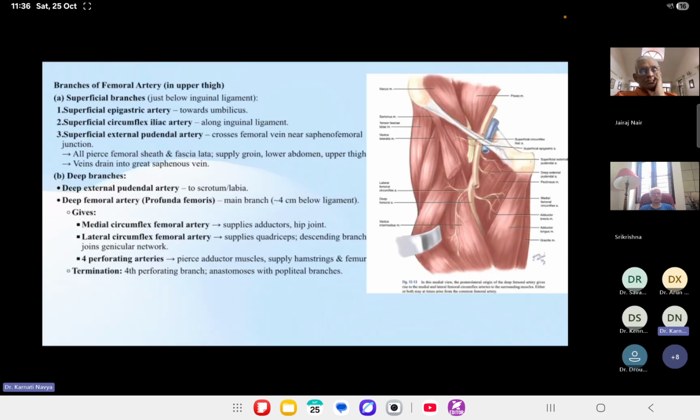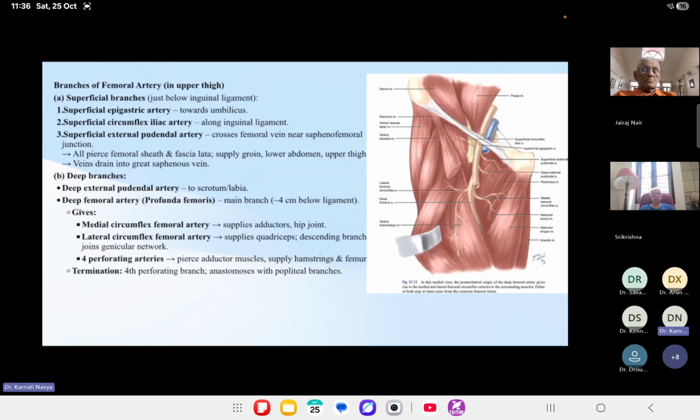Branches of the femoral artery in the upper thigh: superficial branches and deep branches. Superficial branches are just below the inguinal ligament. The superficial epigastric artery goes towards the umbilicus. The superficial circumflex iliac artery runs along the inguinal ligament. The superficial external pudendal artery crosses the femoral vein near the saphenofemoral junction. All pierce the femoral sheath and the fascia lata, and supply the groin, lower abdomen, and upper thigh.